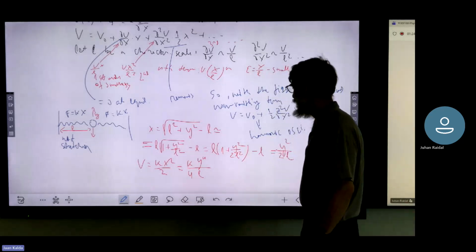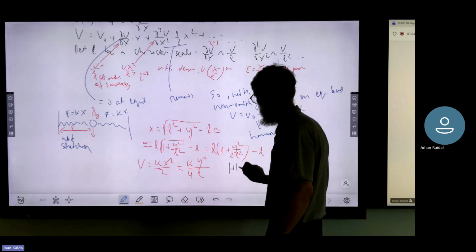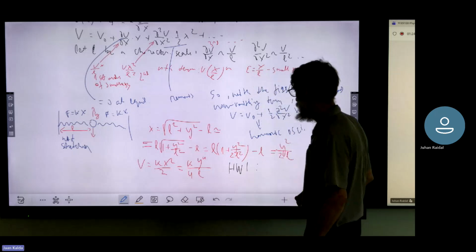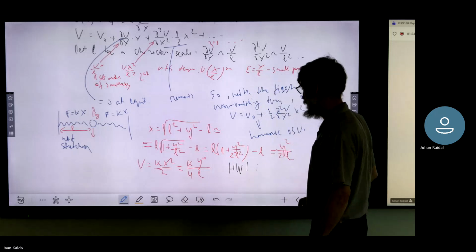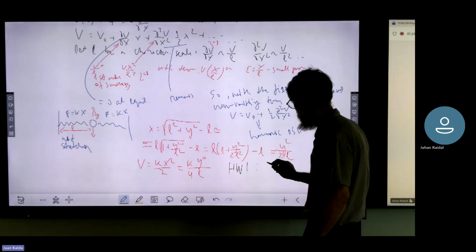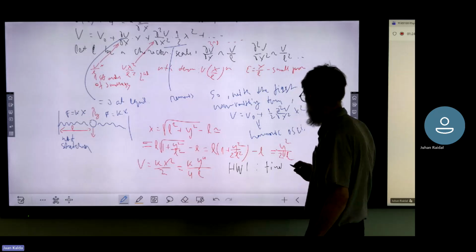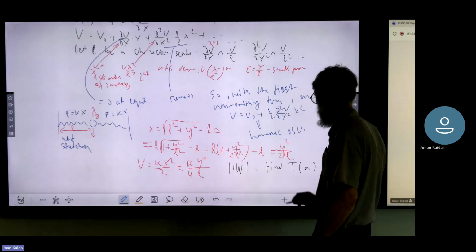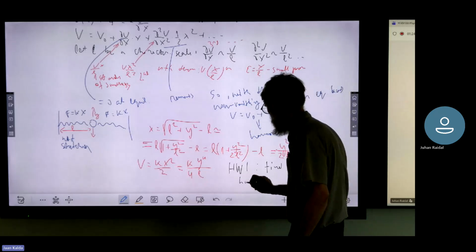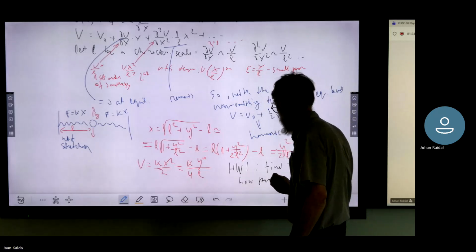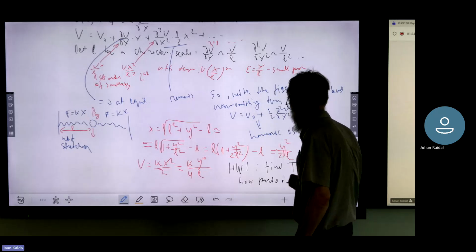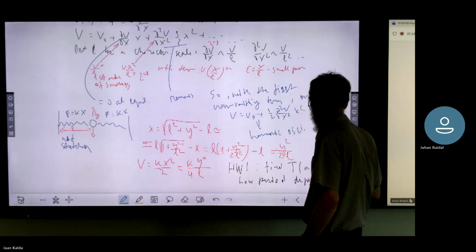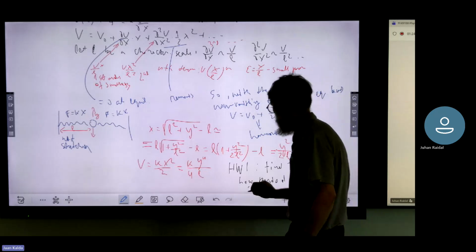So, fine, homework one. Find the period T as a function of amplitude A. How period depends on amplitude.